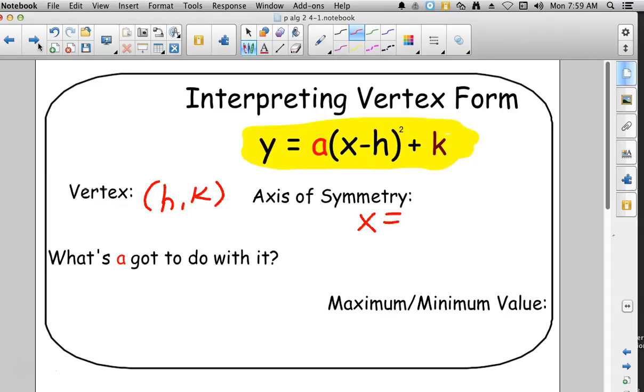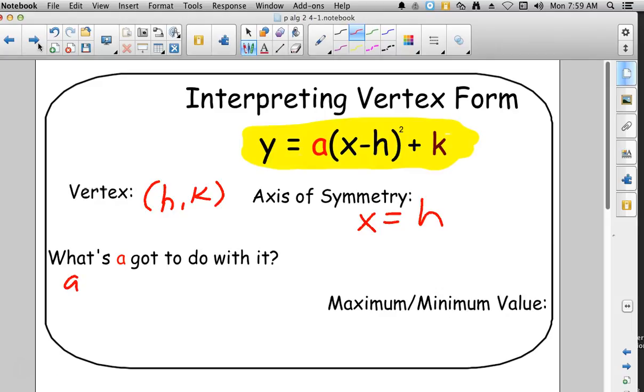And then you realize, wait a minute though, if it's going to be the x-axis, that means that it's the x-coordinate of the vertex that matters for the axis of symmetry, and that's the case. So x equals h is what we focus on when we're talking about that new axis of symmetry. And then what does a have to do with it? Well, we've been talking about that.